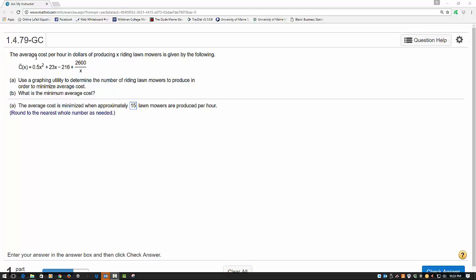So it says the average cost per hour in dollars of producing x riding lawnmowers is given by this following function. So use a graphing utility, so you know you have to graph it, to determine the number of riding lawnmowers to produce in order to minimize average cost. What is the minimum cost?